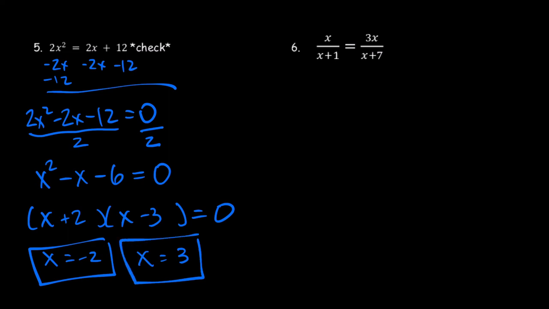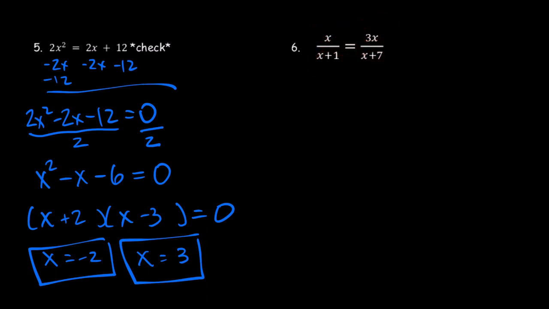Wow, 6 looks interesting. How are we going to do that? Who remembers what you do when you have a proportion? Well, we've got this handy little method called cross multiplying. The product of the means is equal to the product of the extremes. So I'm going to multiply those two diagonals and then set them equal.